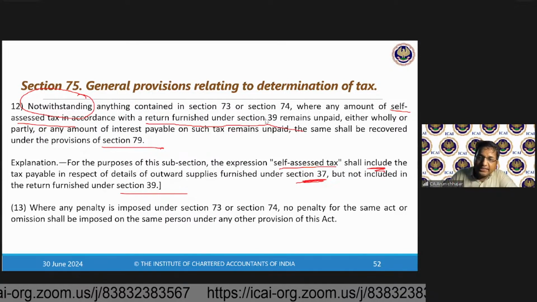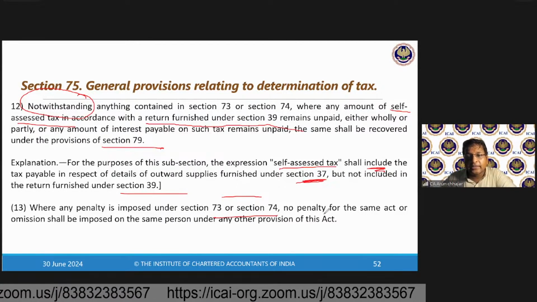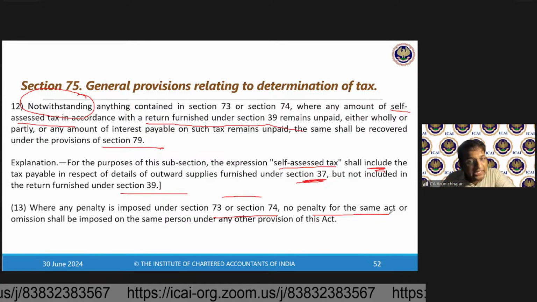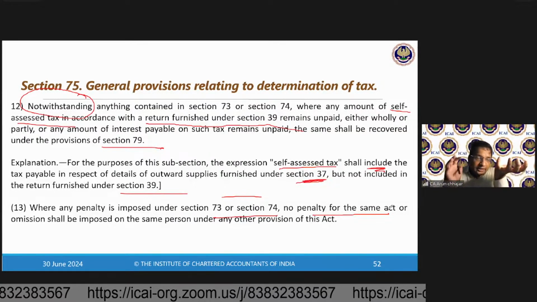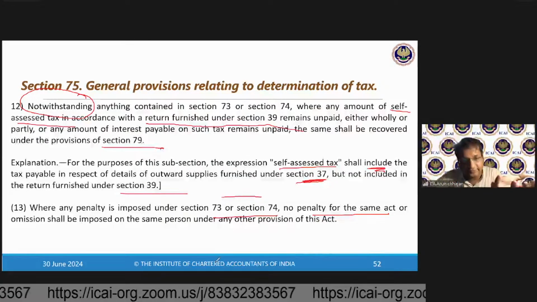Now, there is a concept of double jeopardy. If one is being penalized under 73-74, then a penalty under this Act cannot be imposed under any other provision. Let's say the officer imposed the penalty under 73 for the same offense, he cannot be penalized under any other section.